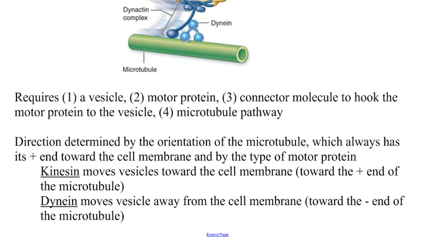So the direction is determined by the orientation of the microtubule, which always has its positive end toward the cell membrane, and also by the type of motor protein. So we have dynein, which will move vesicles away from the cell membrane, toward the negative end of the microtubule, and we also have kinesin, which moves them toward the cell membrane, which is the positive end of the microtubule.